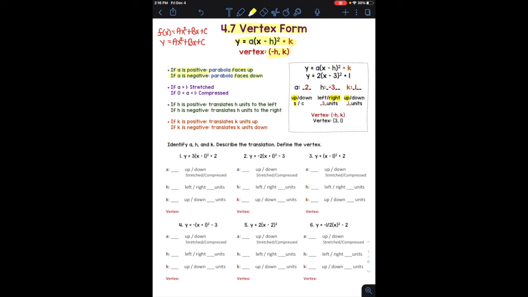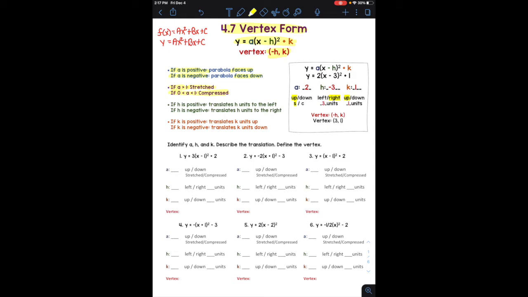In addition to telling us whether the parabola faces up or down, the a value, if it's greater than 1, tells us the parabola will be stretched, a skinnier parabola than when a is 1. If a is between 0 and 1, a fraction, it is going to be compressed across the coordinate plane. It is going to be a wider parabola than the parent function, or than when a is 1.